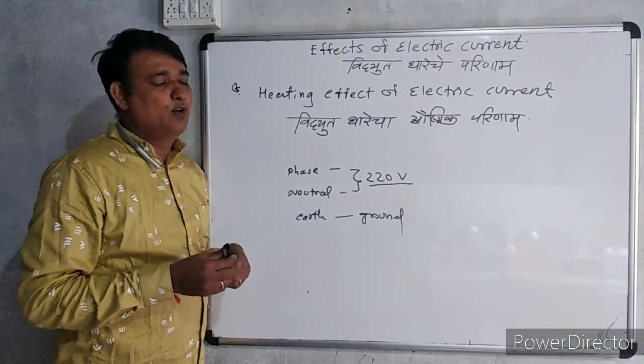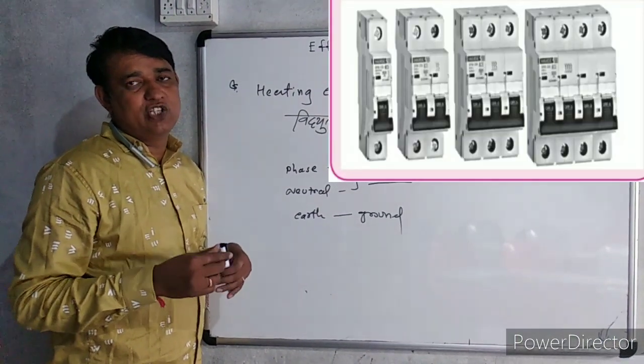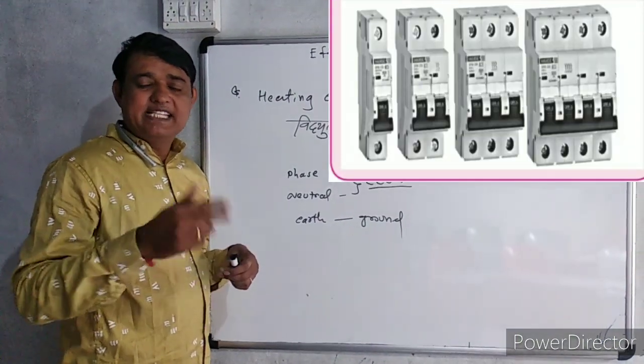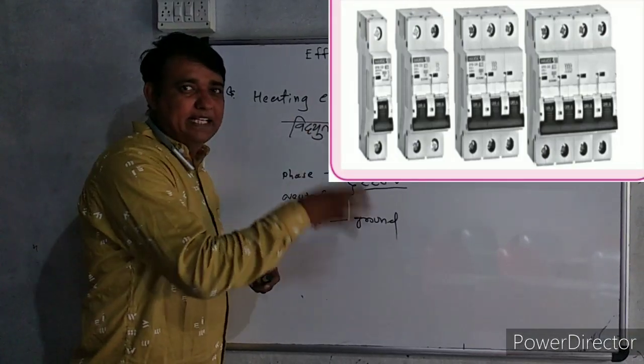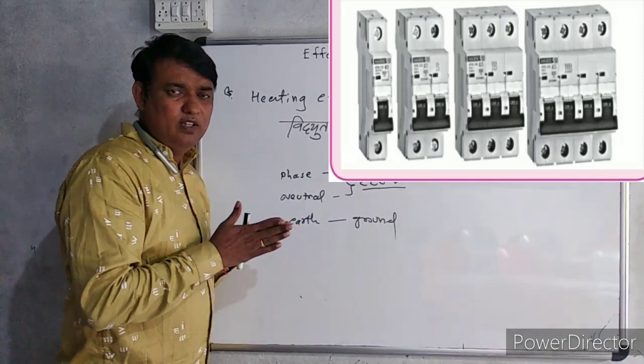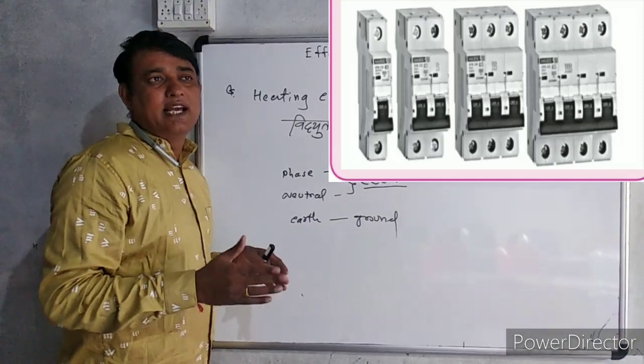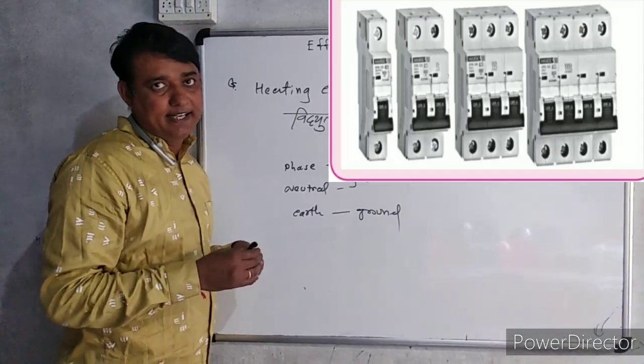In our houses now we use MCBs, miniature circuit breakers. When an excess amount of electric current flows in the circuit, the miniature circuit breaker breaks and the flow of electric current stops in the house and the further accident is prevented.